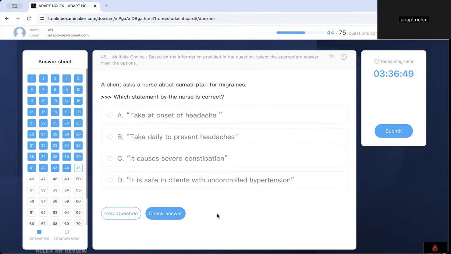It is safe if you have uncontrolled hypertension. Let me know what you think. Number 45. Put down your answer choice and let me know. We have a few questions left, but I want to know what your number 45 is.